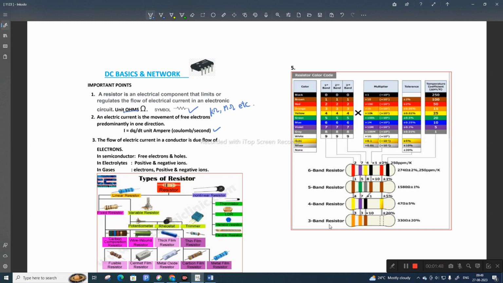The flow of electric current in a conductor is due to electrons. In a semiconductor, it is free electrons and holes. In electrolytes, positive and negative ions. In gases, electrons and positive and negative ions.